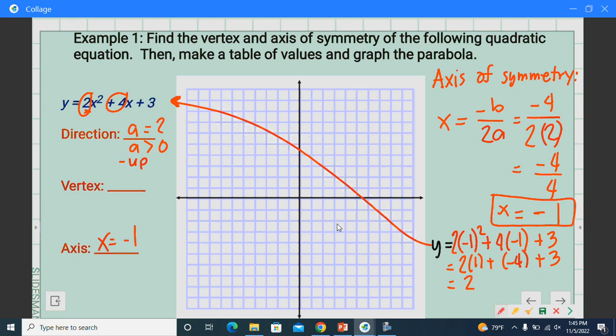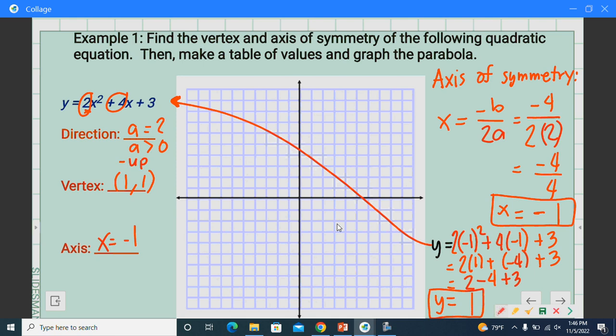So you have that 2 minus 4 is negative 2 plus 3, that is 1. Therefore, our vertex is negative 1 for x and our y is 1. Right, it opens up. Our vertex is negative 1, 1, and our axis is x is equal to negative 1.